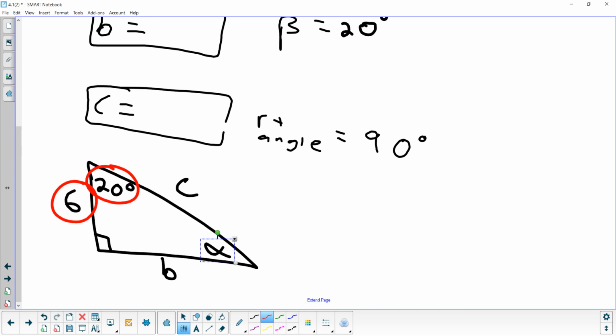Ben, what do you want to find first? B or C? B. Okay, so we're going to find B. So we have to figure out what trig function to use. The choices are sine, cosine, or tangent. So Dominic, what trig function would I use here?